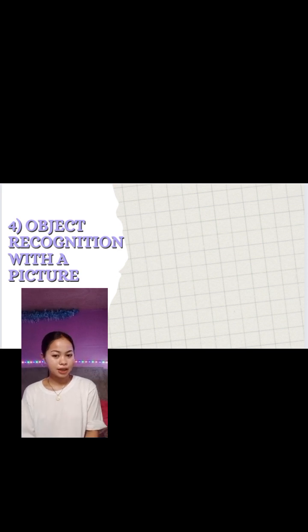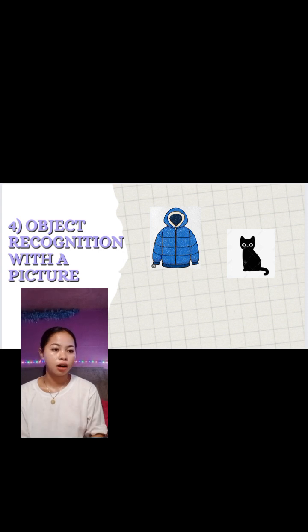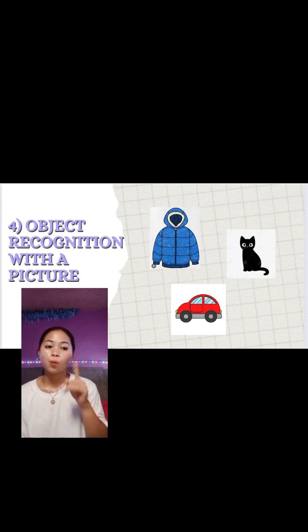And now let's proceed to number 4, which is object recognition with a picture. Give the children 3 pictures for each question. Example, a picture of a goat, a cat, and a car, words with similar sounds. Read aloud a prepared sentence pertaining to one picture and instruct children to circle the correct picture.